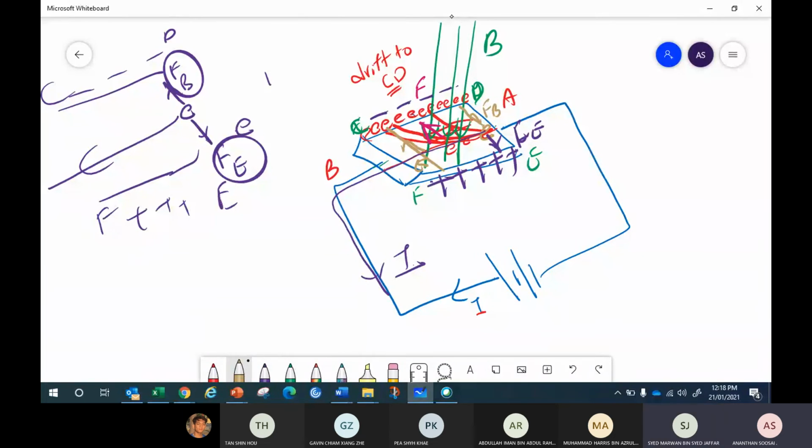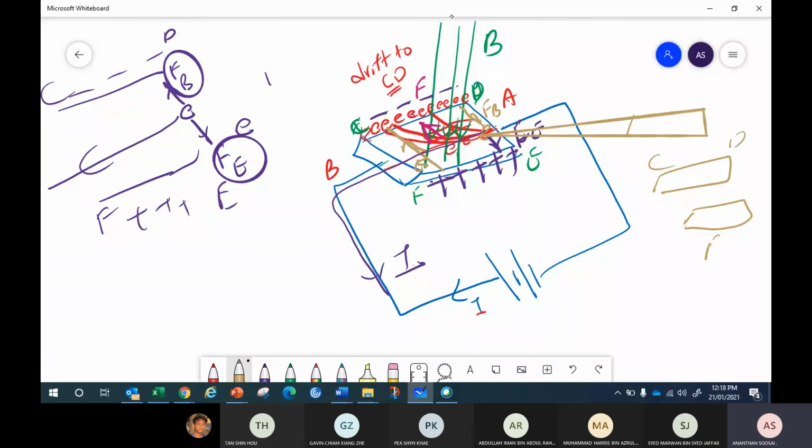Now, at the side CD and FE we have an electric field, because the plate is like sideways. This is your CD. This is your FE. The electric field is like a parallel plate vertically. If we put a voltmeter across, we get a voltage. This voltage is called Hall voltage.